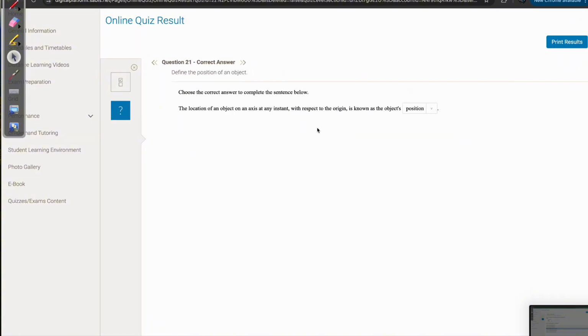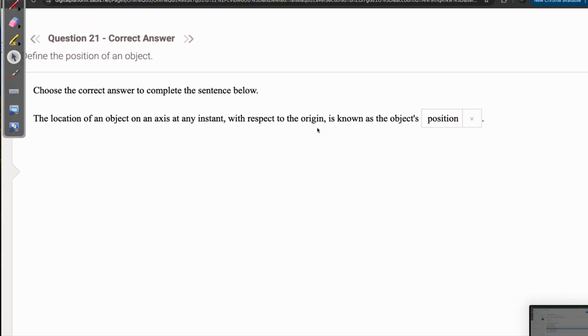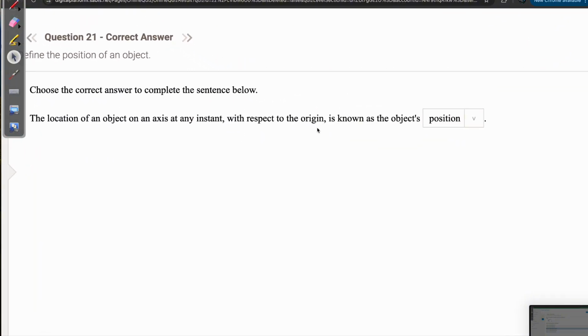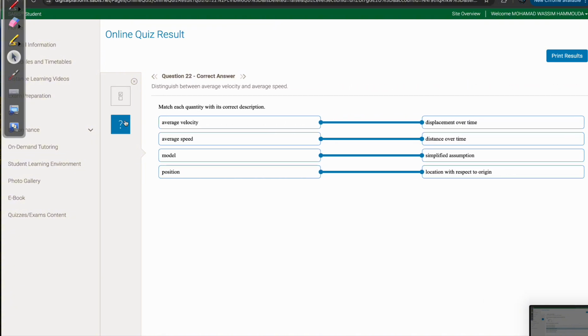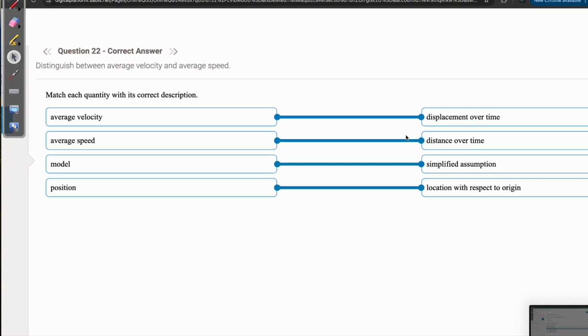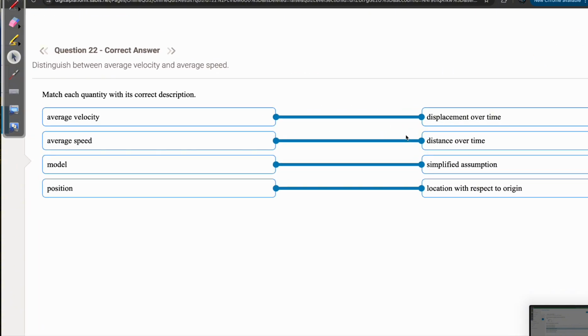Number 21. The location of an object on an x-axis at any instant with respect to the origin is known as the object's position. Average velocity is displacement over time. Average speed is distance over time. A model is a simplified assumption, and the position is a location with respect to the origin. These are all definitions and rules that are meant to be memorized.